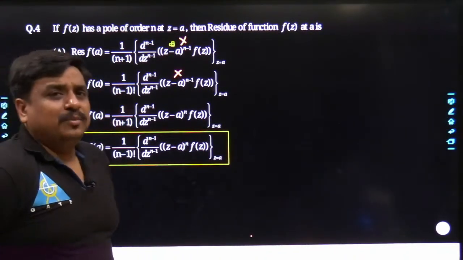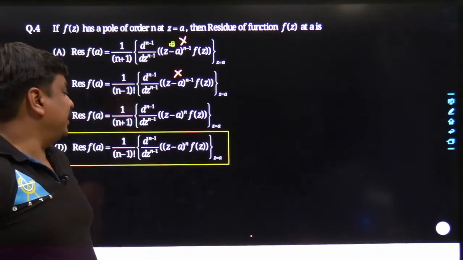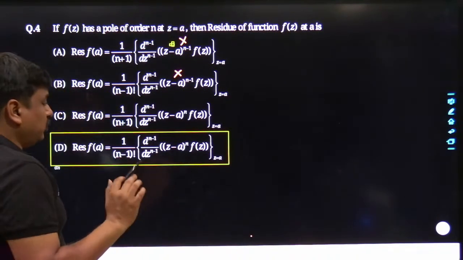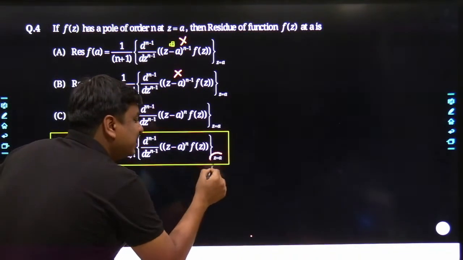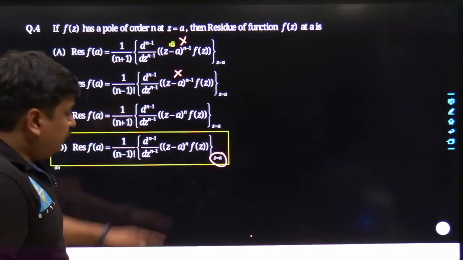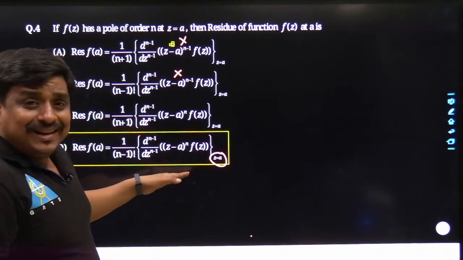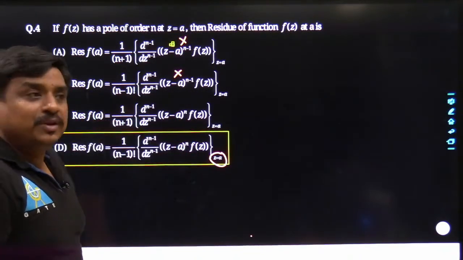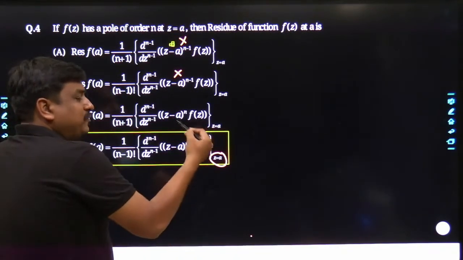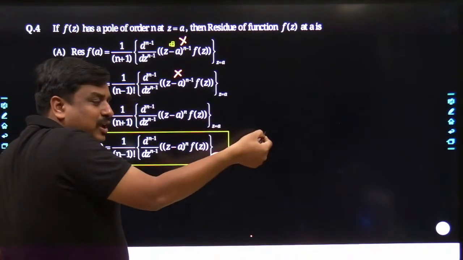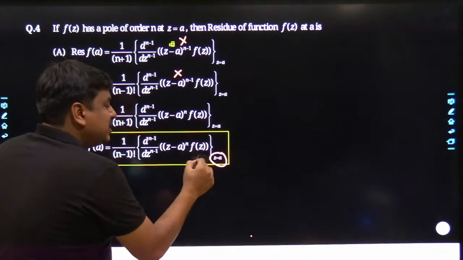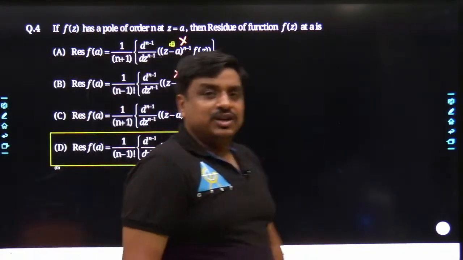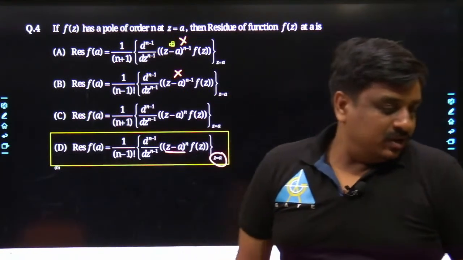Now the next thing that comes to your mind: sir, why the cancellation of the poles and zeros? My dear friends, this is required because in the end you have to feed z equals a. If the poles at a have not been cancelled out and you feed z equals a, this factor would become infinity. That means if f of z has a pole at z equals a with order n, you have z minus a to the power of n, and that gets cancelled only when z minus a to the power of n is multiplied.